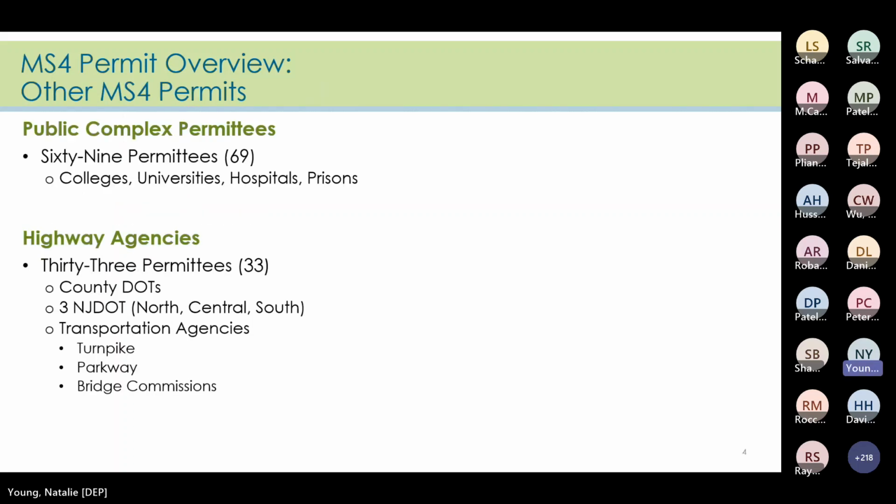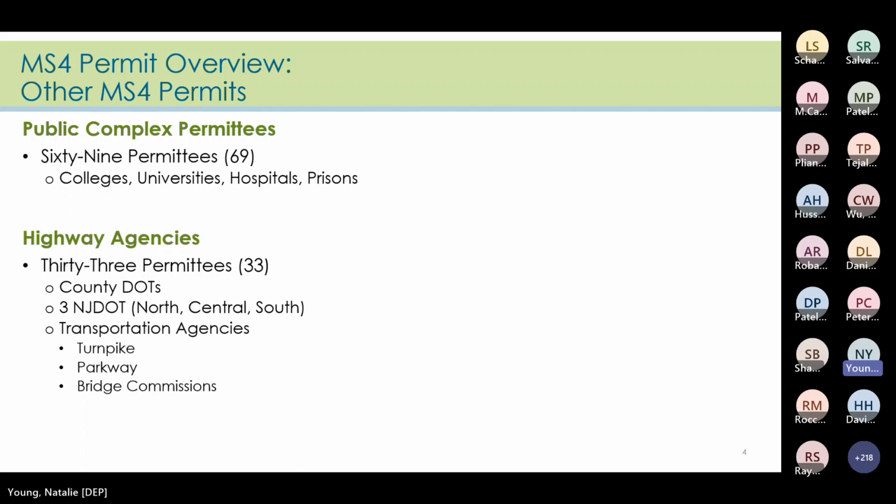Other MS4 permits include the Public Complex permit and the Highway Agency permits. We currently regulate 69 public complex facilities, which includes public colleges, universities, hospitals, and prisons. The Public Complex renewal permit is currently due to expire at the end of this year, so it is being drafted and anticipated to be finalized by January 2024.